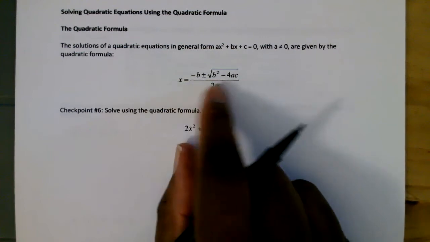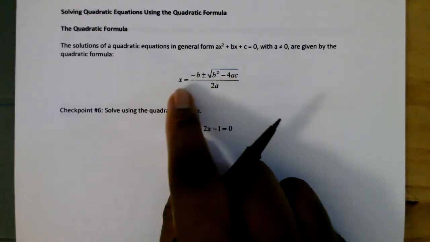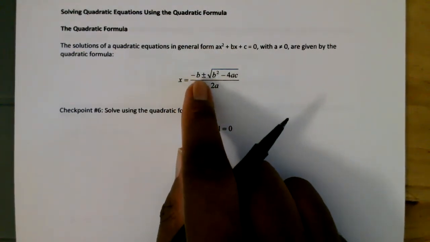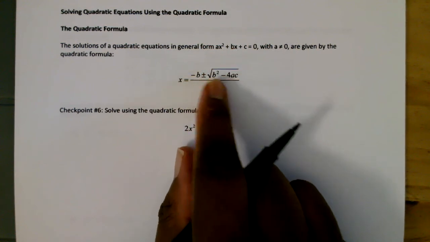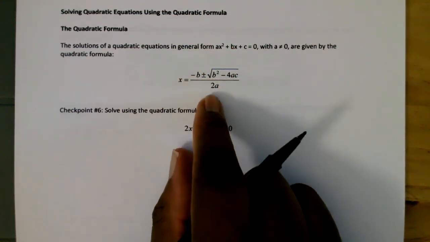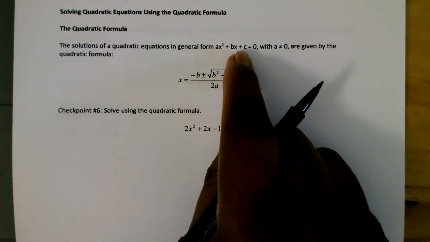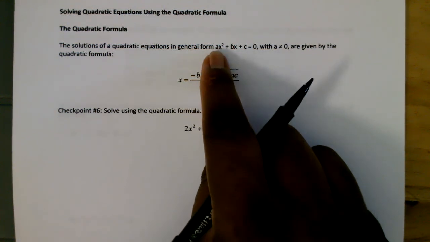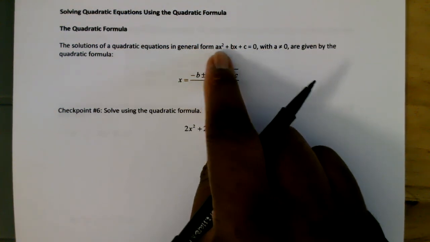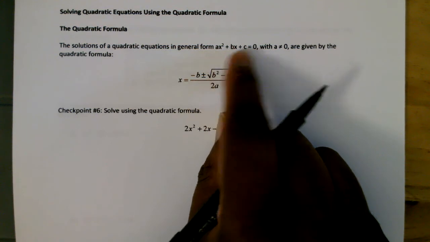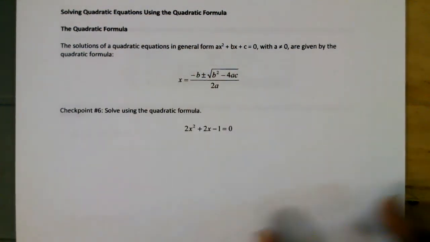Okay, so this is the quadratic formula that we'll use here, which is x equal negative b plus or minus the square root of b squared minus 4ac divided by 2a. Here, your equation has to be in general form first. The a is the coefficient of your x squared term, the b is the coefficient of x, and the c is the constant term.